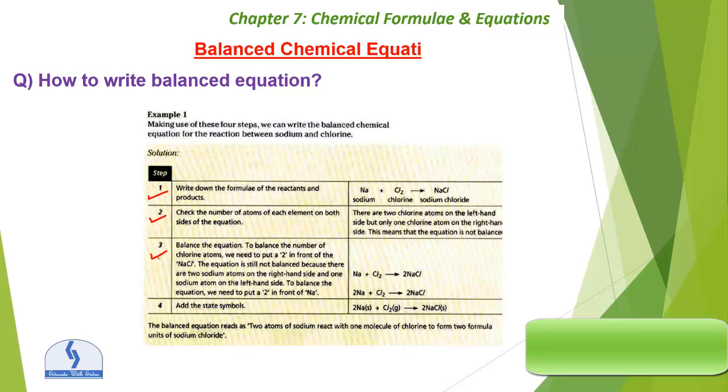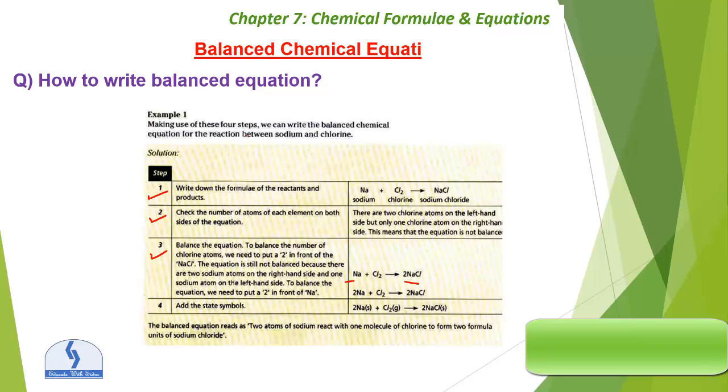To balance the number of chlorine atoms, we need to put a 2 in front of the NaCl. The equation is still not balanced, because there are 2 sodium on the right hand side and 1 sodium atom on the left hand side. To balance the equation, we need 2 in front of sodium, right?